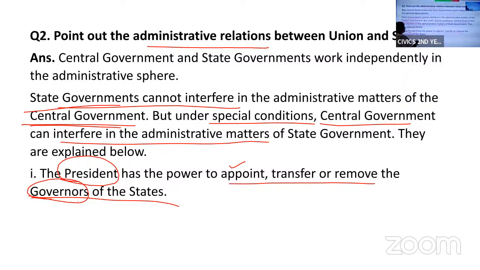The governor is a part of the state, but he is appointed by the president, who is the head of the state, the nominal head or constitutional head of the state.